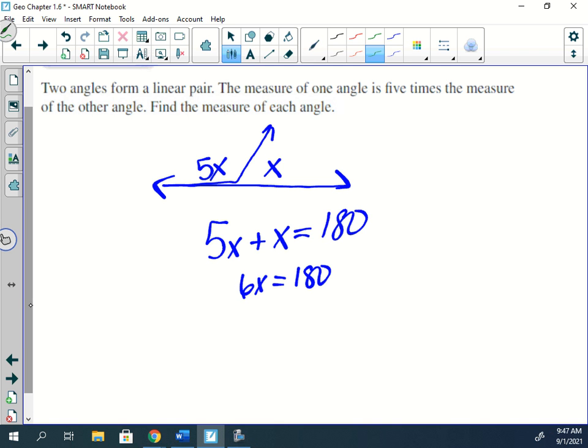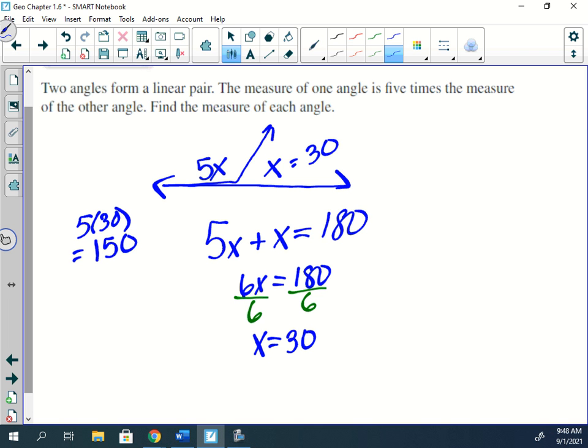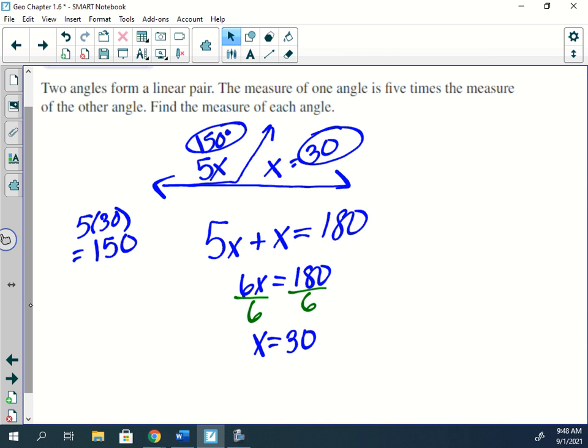Right? So this here would be 30 degrees. Over here we have 5 times 30, which is 150. And that's it. Questions on this here? You good with this here?